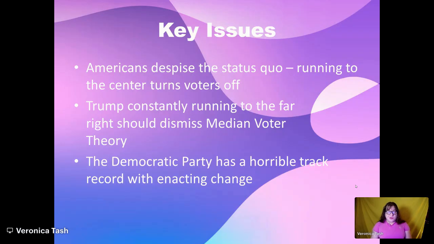The Democrats are losing tons and tons of people that they're alienating because they are so desperate to get these people who are not going to vote based on their policy choices. And of course, the Democratic Party has a horrible track record with enacting change. That is something that we need to keep in mind.